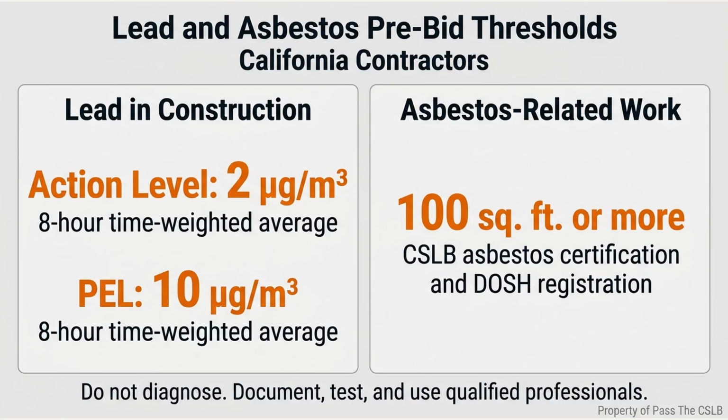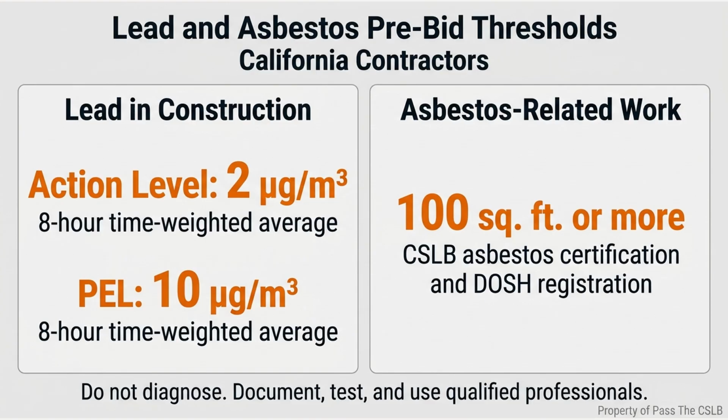This chart puts the hazardous material numbers side by side. On the asbestos side, remember the 100 square foot tripwire. Once asbestos-related work reaches that threshold, the regulatory requirements change in a serious way. On the lead side, remember the 2025 shockwave. The action level is 2 micrograms per cubic meter of air as an 8-hour time-weighted average, and the permissible exposure limit is 10 micrograms per cubic meter of air as an 8-hour time-weighted average.